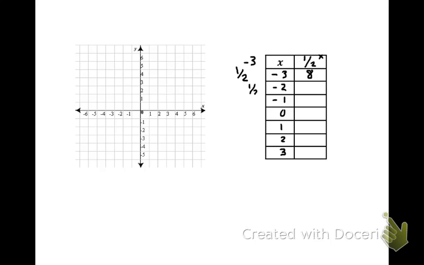1/2 to the -2 power is 4. 1/2 to the -1 power is 2. 1/2 to the 0 power is 1. 1/2 to the 1 power is 1/2, or 0.5. 1/2 squared is 0.25. And 1/2 cubed is 0.125.